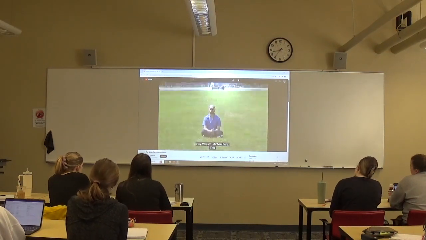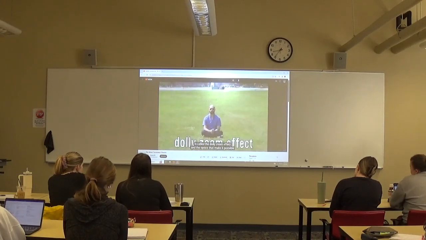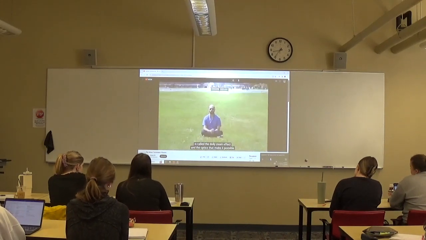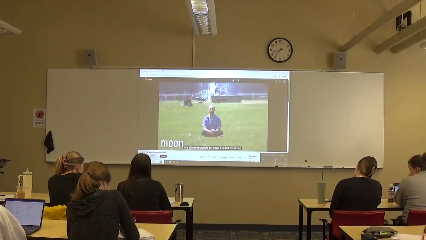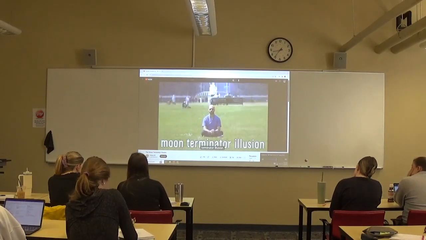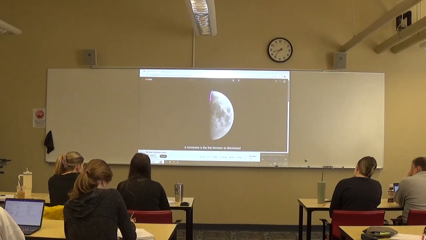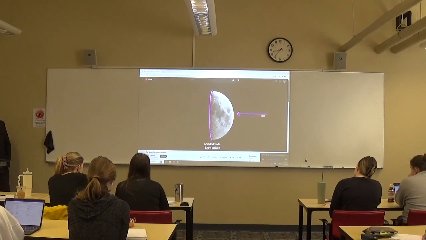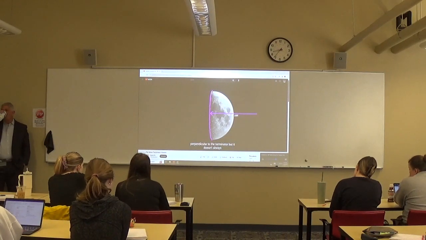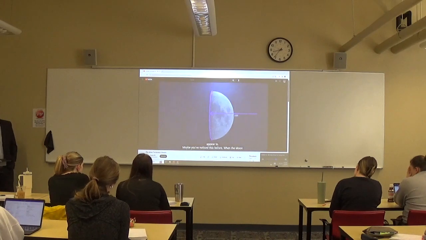Hey, Vsauce, Michael here. This is called the Dolly Zoom effect, and the optics that make it possible are also responsible for what's called the moon terminator illusion. A terminator is the line between an illuminated and dark side. Light arrives perpendicular to the terminator, but it doesn't always appear to. Maybe you noticed this before.